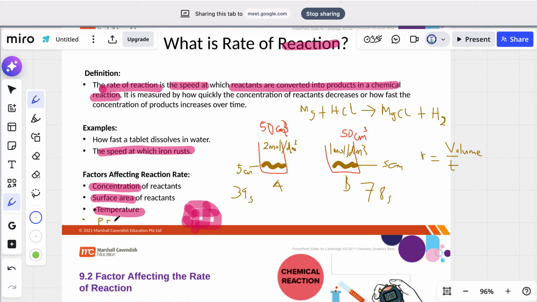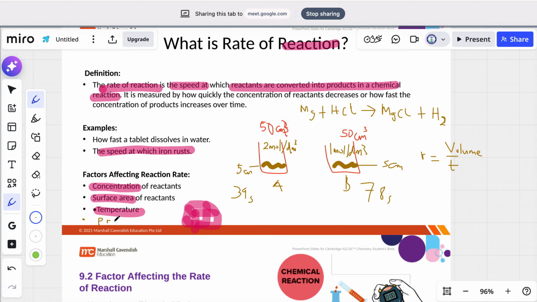Increasing the pressure, the momentum of colliding particles would have increased. As a result of that, but it does not have much effect on solids and liquids. But this one has an effect. This factor has an effect in gaseous reactions. So when a gaseous reaction is taking place, then increasing pressure increases the rate at which the reaction will take place. Now, it doesn't stop at these four.